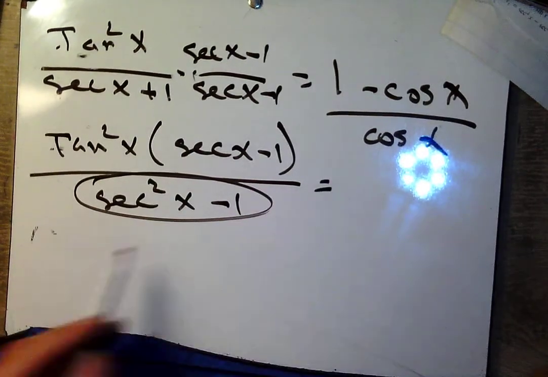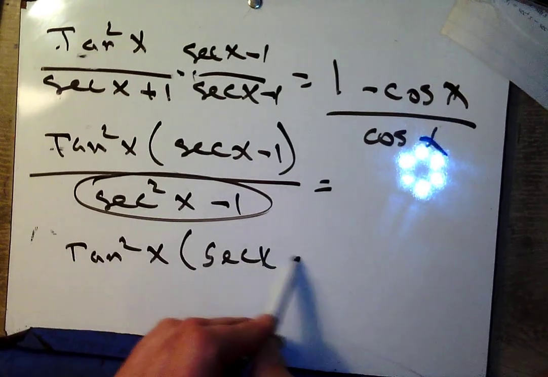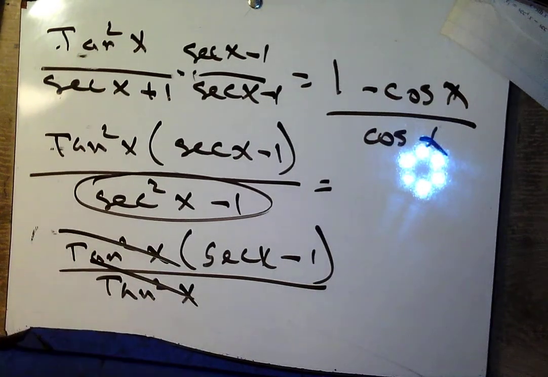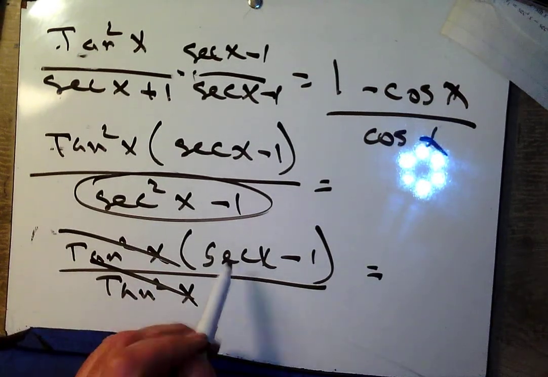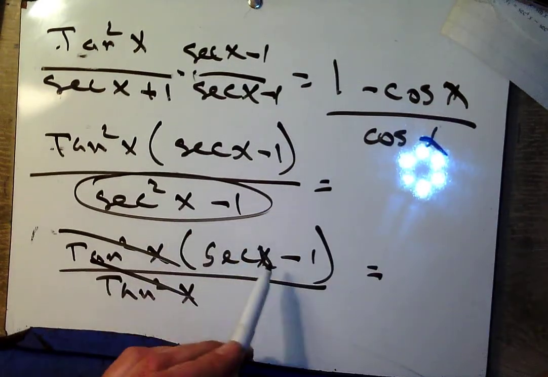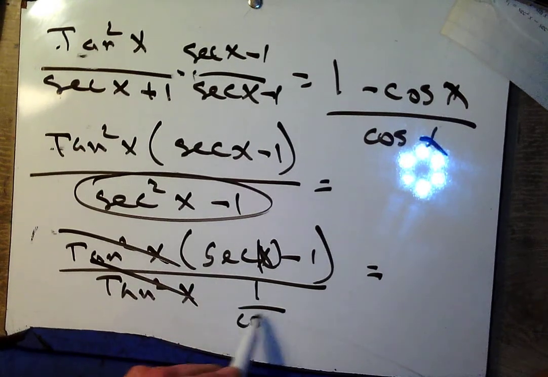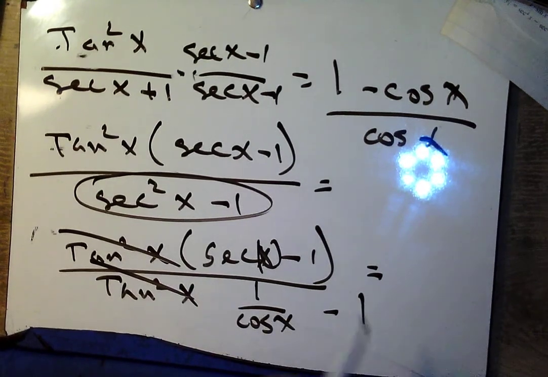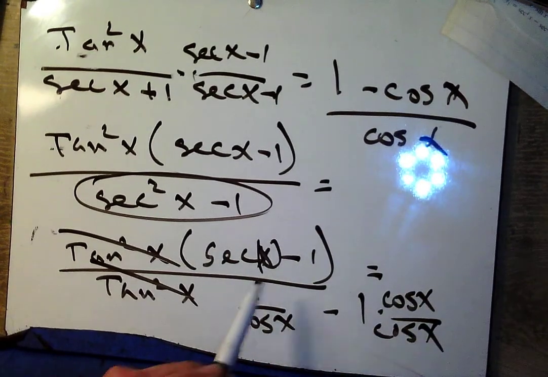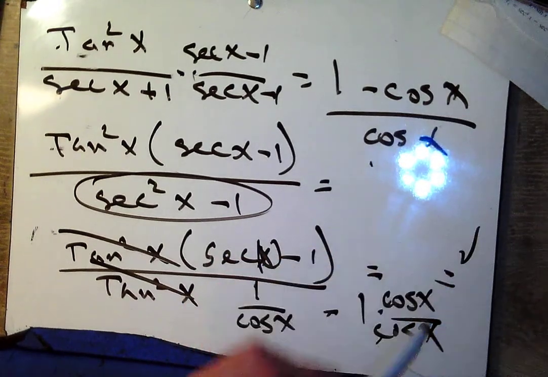What's secant squared minus 1? Well, secant squared minus 1 is tangent squared. And so those go. Now I've got to get rid of, like I'm looking where I'm going. I only see cosine stuff here, but on this side, I see secant. So I'm going to get rid of secant by saying 1 over cosine minus 1. And then I'm going to multiply this 1 by cosine over cosine, and that will give me 1 minus cosine over cosine, and I'll be done.